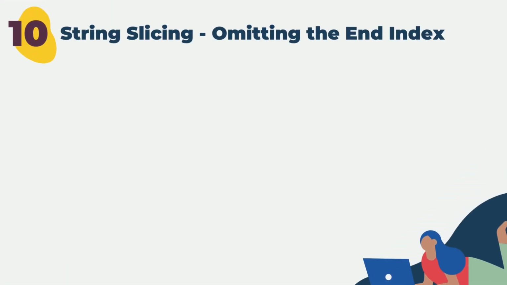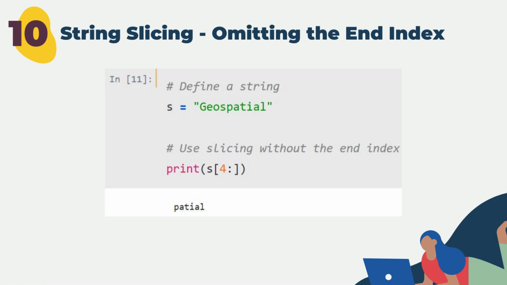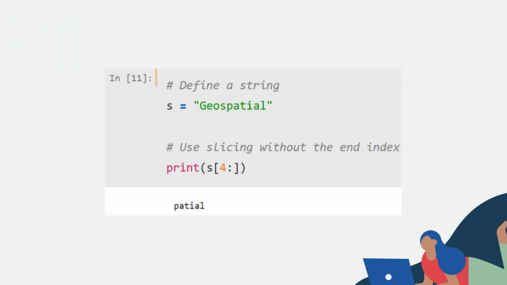String slicing in Python also allows you to omit the end index. Let's explore this with an example. In this case, omitting the end index means the slicing goes until the end of the string. The result is the substring starting from index 4 to the end, which is partial.